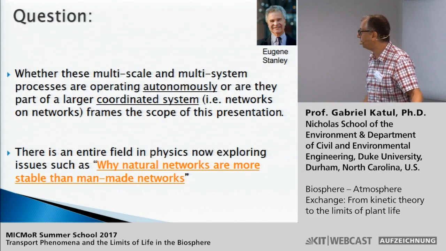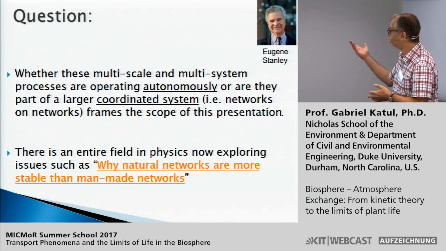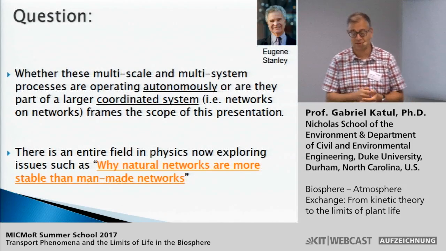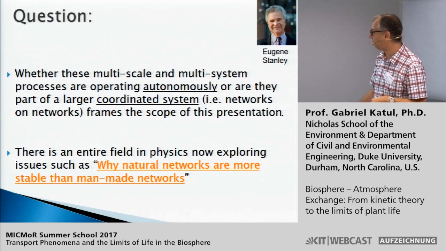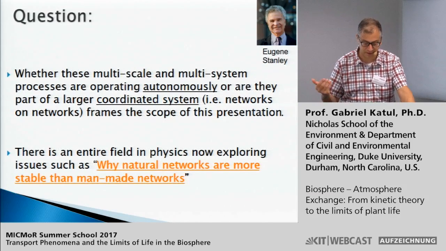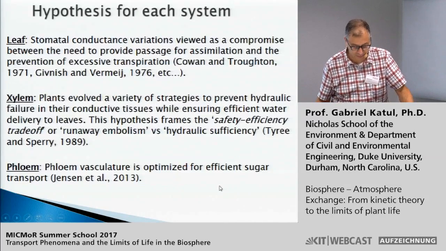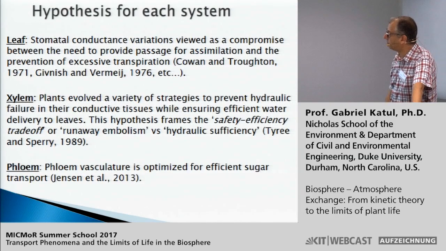However, it has also been recognized that natural networks that co-evolve appear to be much more robust. And Eugene Stanley, who did quite a bit of work in the past on diffusion limited aggregation, very famous in physics, is now almost making this topic of networks on networks a career and trying to open up this new field in physics of how do you deal with coupled networks together. So there is much more to this topic than just water moving in plants. Okay, so what we have now done is basically stated the basic mechanisms that are responsible for moving water in the xylem, in the phloem, and in the leaf.